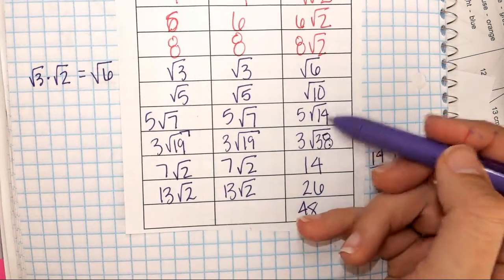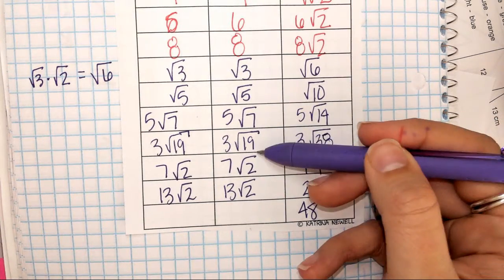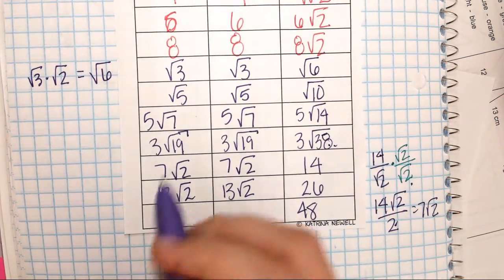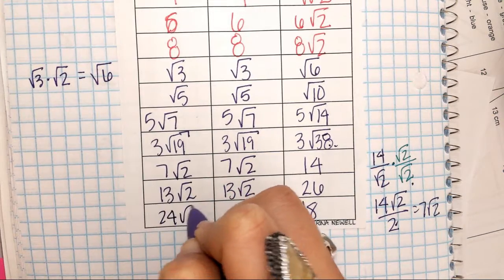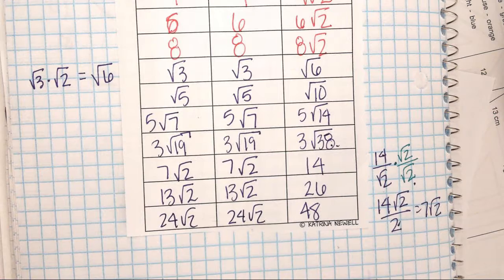Or a multiple of 2. Like these weren't 2, but they were a multiple of 2, right? And we divided by 2 to get our others. Now what would this be? 24 root 2. How many of us got that right? Take a point.